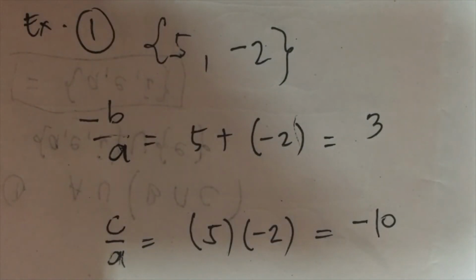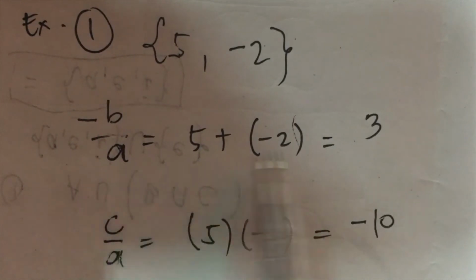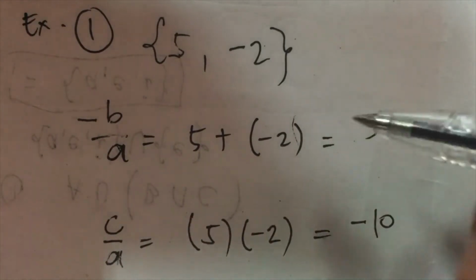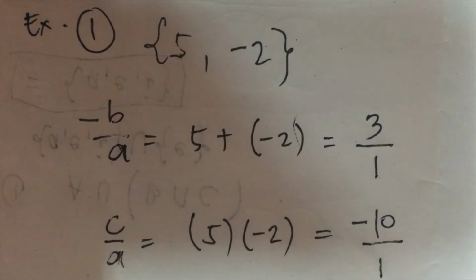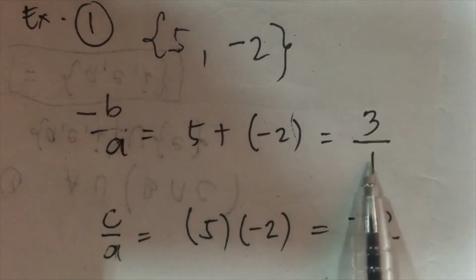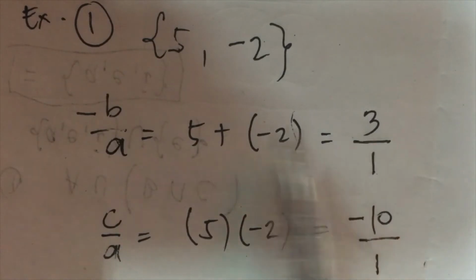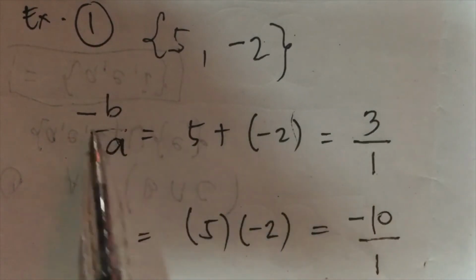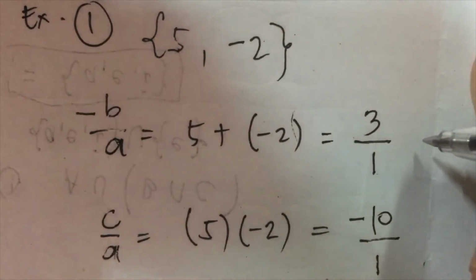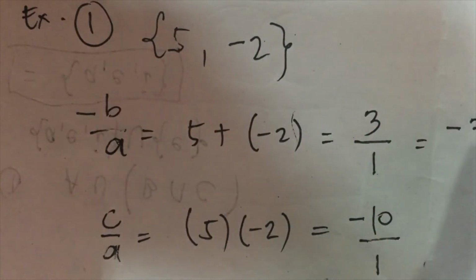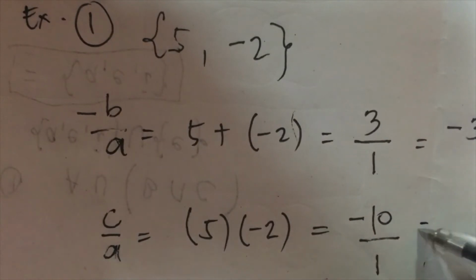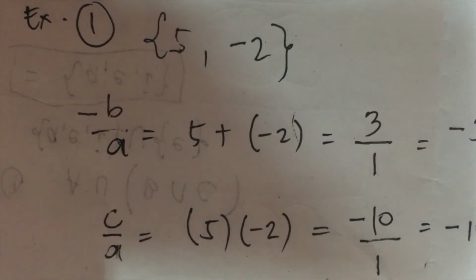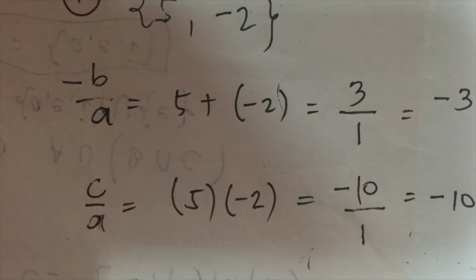So that's it. Now, as you can see, they are all whole numbers. So we'll just have 1 as its denominator. Now, so our b now is 3, but since it's negative, it would be negative 3. And our c now is negative 10. How about our a? Since they are the same, that is 1. How are we going to substitute now?